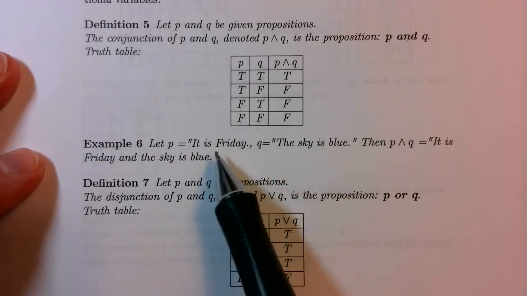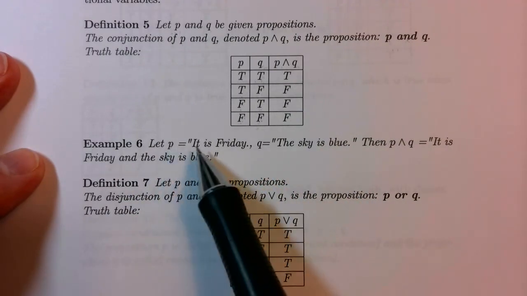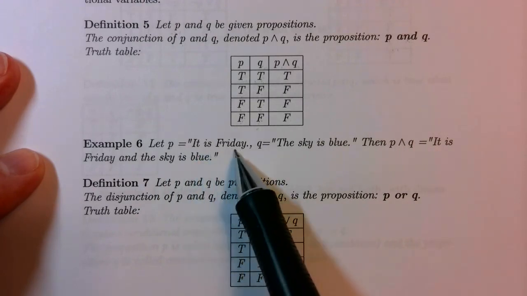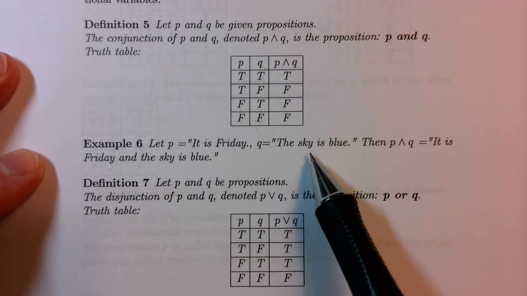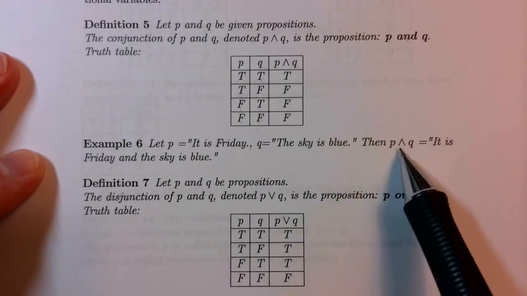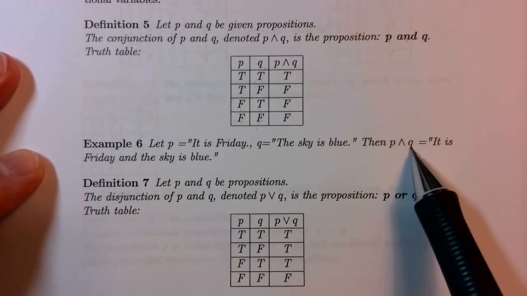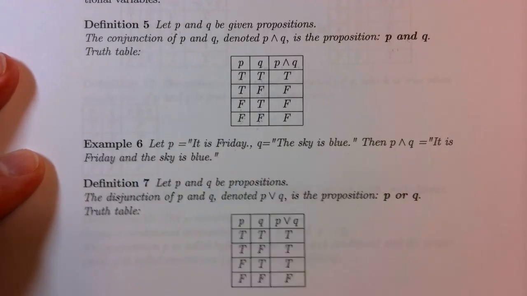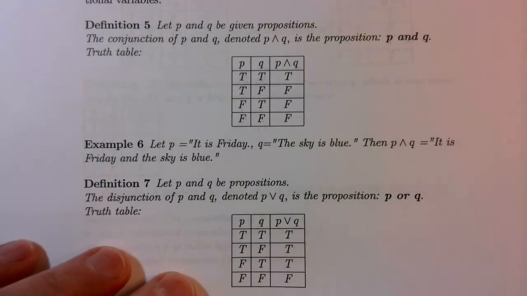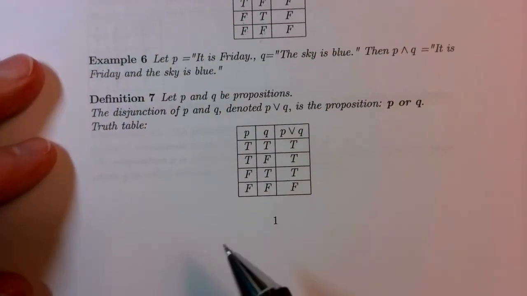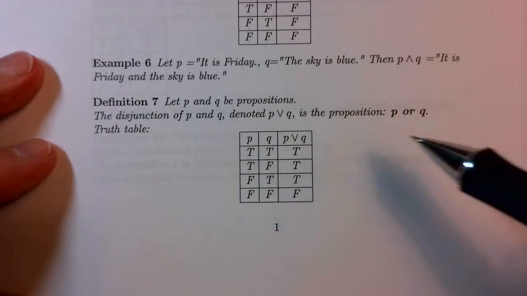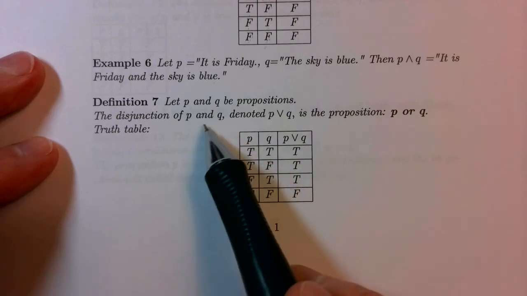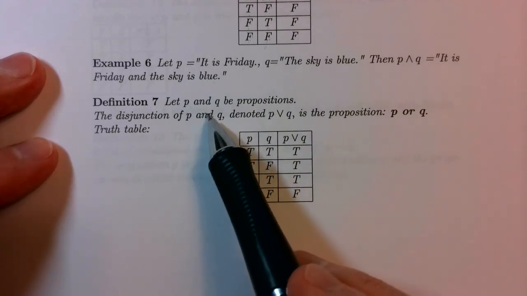Here we have an example. Let P be the proposition, it is Friday. Q be the proposition, the sky is blue. Then the conjunction of P and Q is, it is Friday and the sky is blue. And we continue with this way of forming new propositions.